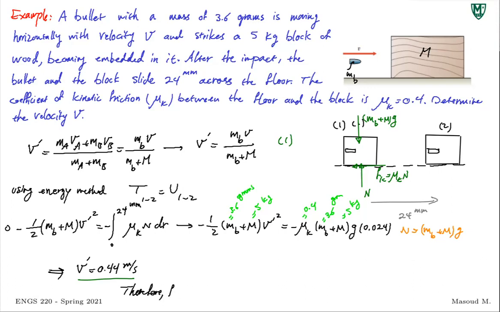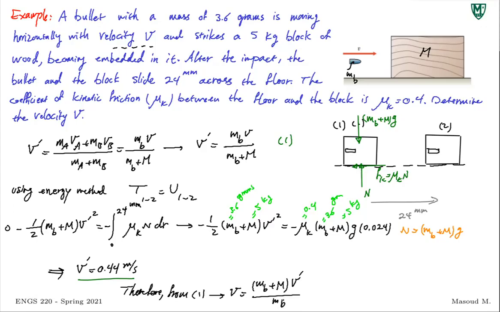Therefore, from 1, we can find v. Right? That's what we were trying to find. Remember, we're trying to find the velocity of this bullet. It's an experiment. Shoot a bullet, you measure how much the box moves, and you want to find how fast the bullet was coming. So that becomes (mb plus m) times v prime divided by mb.